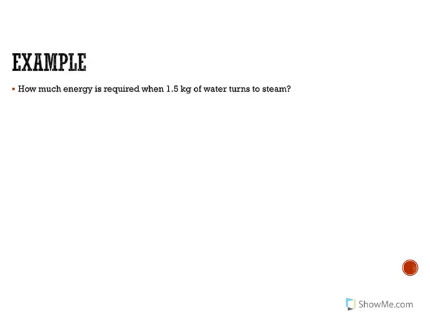If we take a look at this lovely example here, how much energy is required when 1.5 kilograms of water turns to steam? Again, we draw our lovely little graph. It says 1.5 kilograms of water turns to steam. We are just doing a phase change here. So that's just that horizontal line. We've got time and temperature. And whenever we're talking about that phase change, we know we need to use Q is equal to mL.